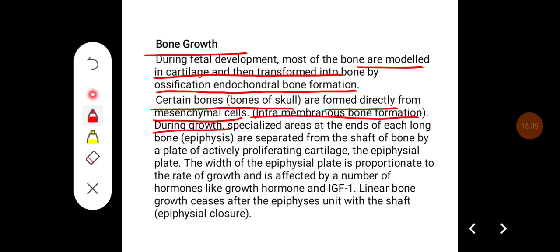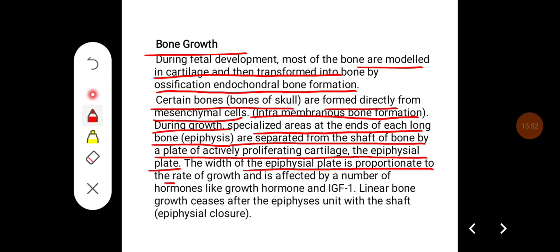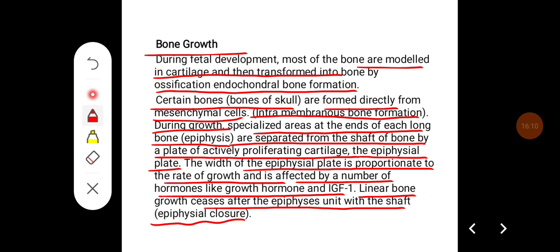During growth, specialized areas at the end of each long bone, which are called epiphyses, are separated from the shaft of the bone by a plate of actively proliferating cartilage, the epiphyseal plate. The width of the epiphyseal plate is proportionate to the rate of growth and is affected by a number of hormones like growth hormone and insulin-like growth factor 1. Linear bone growth ceases after the epiphyses unite with the shaft, which is called epiphyseal closure.